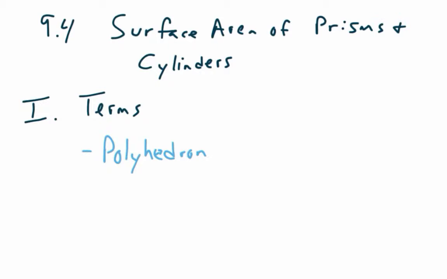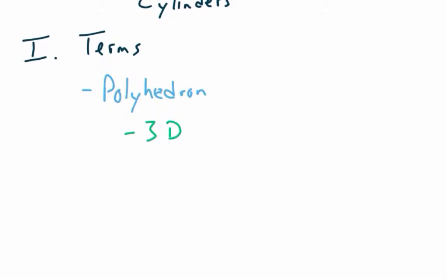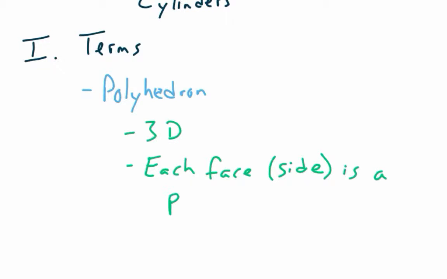A polyhedron, I want to say two things about it. First thing, it's going to be a three-dimensional object. So I'm just going to say 3D. And polyhedron goes along with polygon, the many sides. Each face or each surface of one of these polyhedrons is going to be a polygon. So I'm going to say each face. Or if you wanted to, you could say side. It's another word for face. Is a polygon.